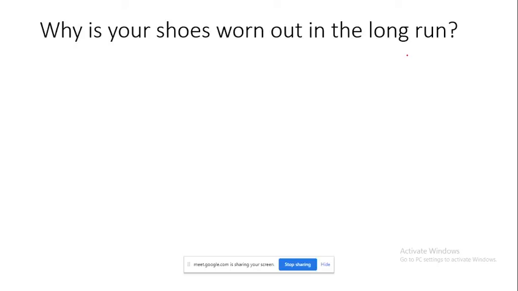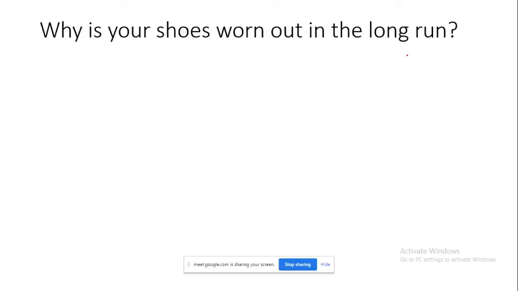So now Pranati actually told me it is because of friction. So why is friction acting there? Why do you think friction is acting? The irregularities of the shoes and the surface will act, ma'am. So after a long time, the shoes will get worn off, ma'am.